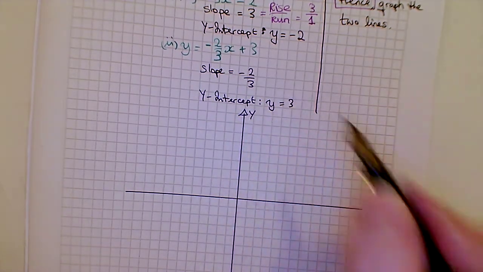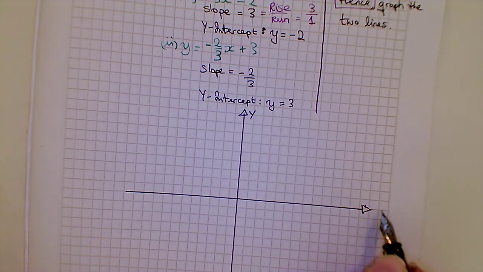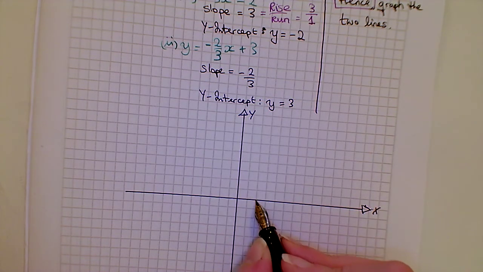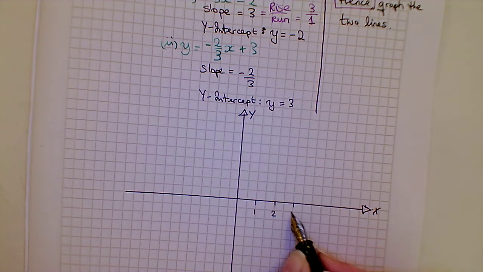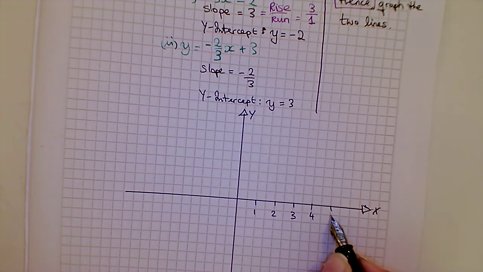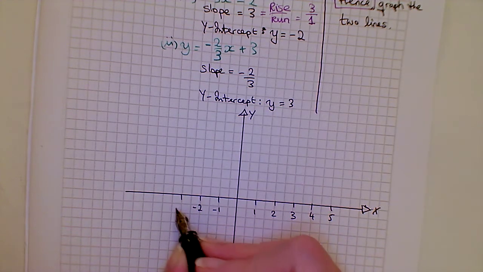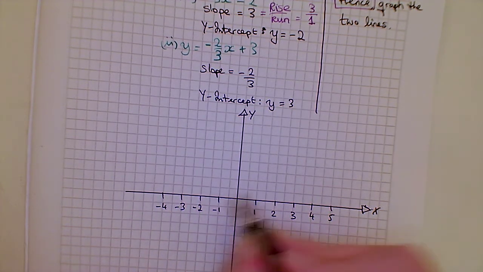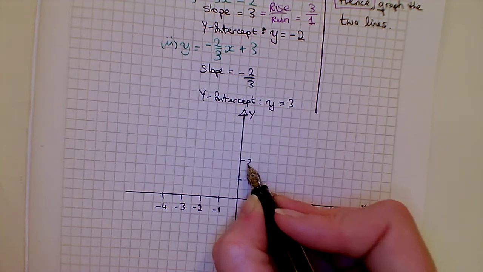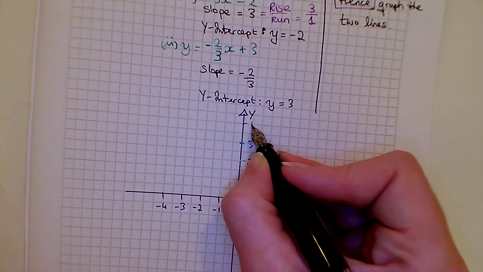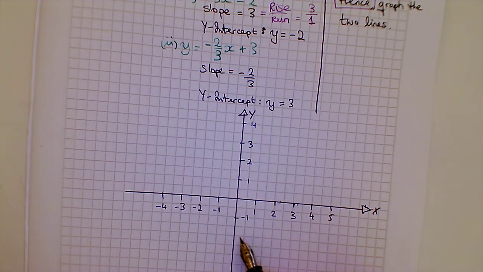So again, my y-axis is always going up and my x-axis is always going over. 1, 2, 3, 4, 5. I'm going with 2 boxes just to make it clearer for the video, but you can use however many you want. 1, 2, 3, 4, -1. The important thing is that our numbers are right on a line. They're never in the middle of a box. -3, -4, -5.